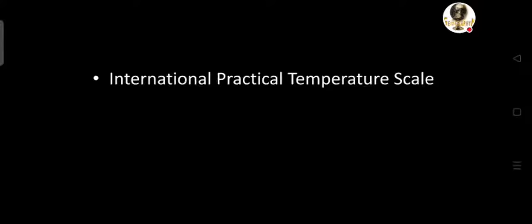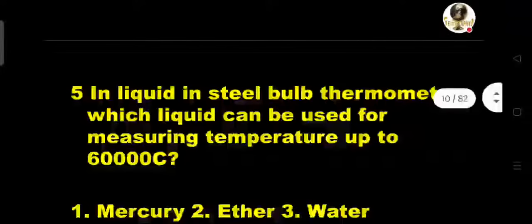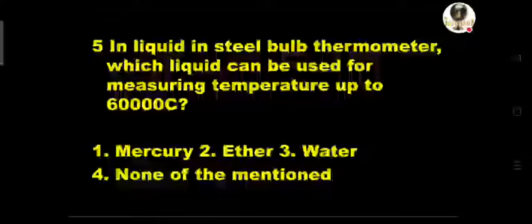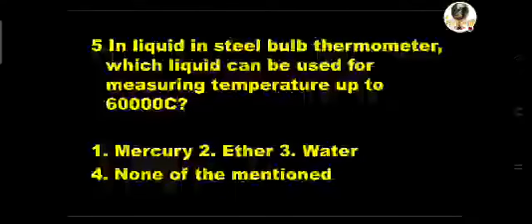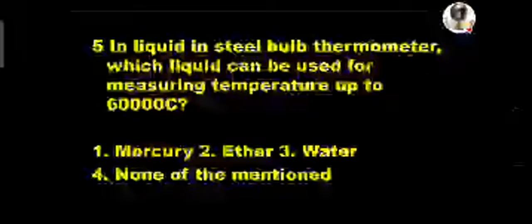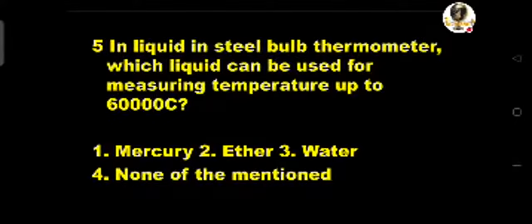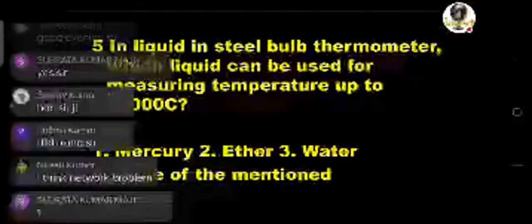And next another question, question number 5. Question number 5 is a very interesting question. A liquid in steel bulb thermometer can be used for measuring temperature up to 600 degrees centigrade. A very interesting question for the UPSC and NTA NET exam. Which liquid can be used for measuring temperature up to 600 degrees centigrade?